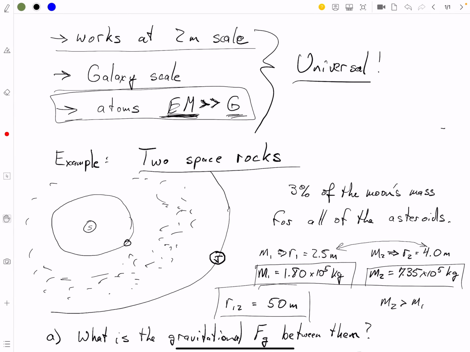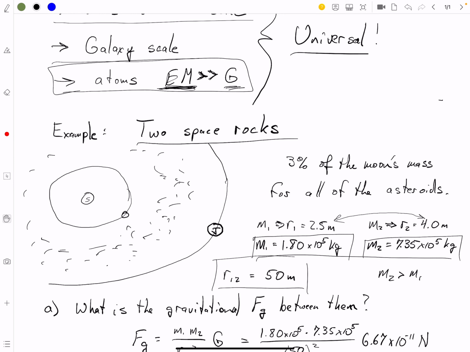So let's do an example. We've got 2 space rocks. Hold on a second. Set timer for 45 minutes. Don't think you're going to get off the hook in 45. I might keep going. Okay, so example, 2 space rocks.